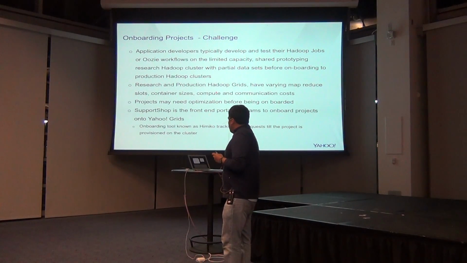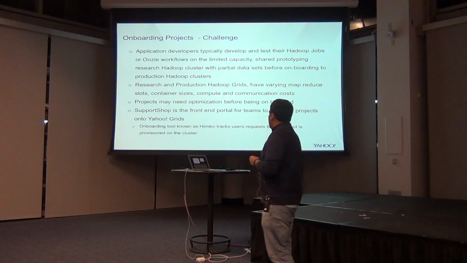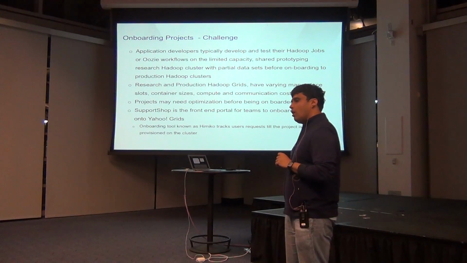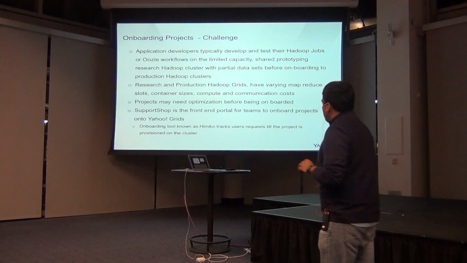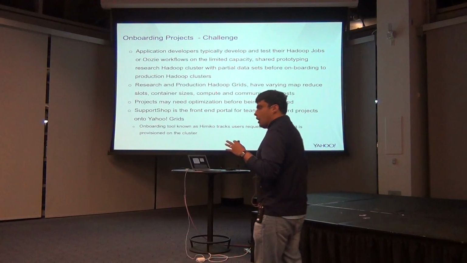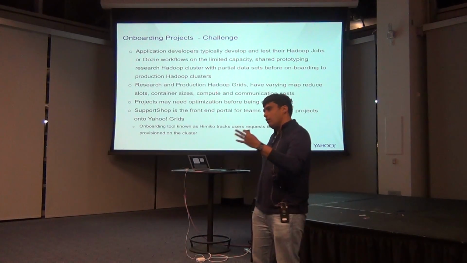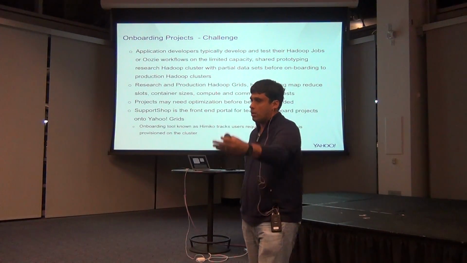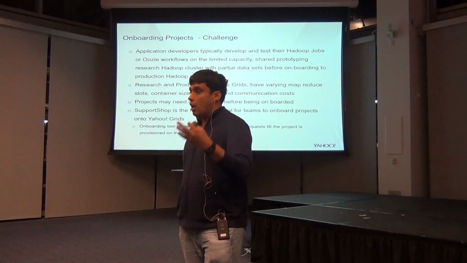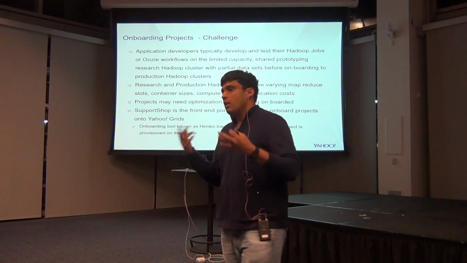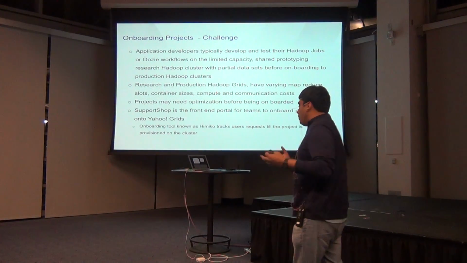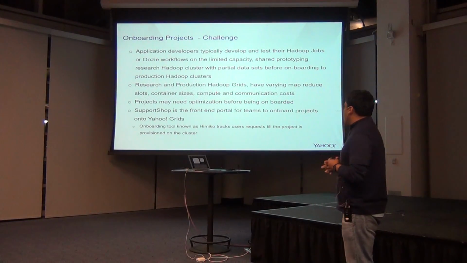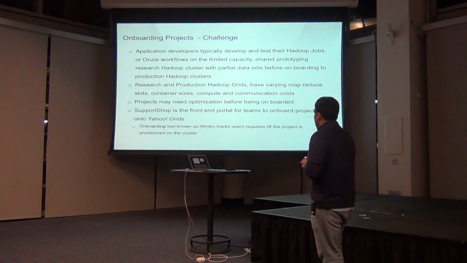So the other challenge, as I talked to you about, is that application developers typically develop their applications in a different environment than they actually run on in production. They are shared, they have different prototyping, they run on partial data sets, not a full data set. I run only 10% of the data set. Only when I go to the production grid can I run on the entire data set that is generating for the project. And as I told you, research and production grids have varying computation needs and communication costs.